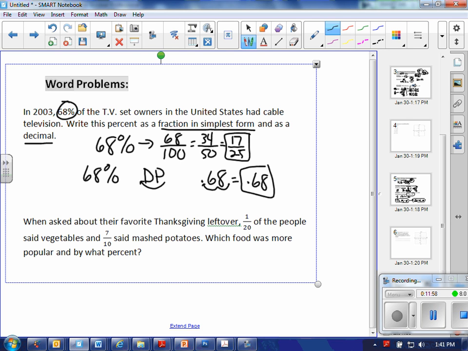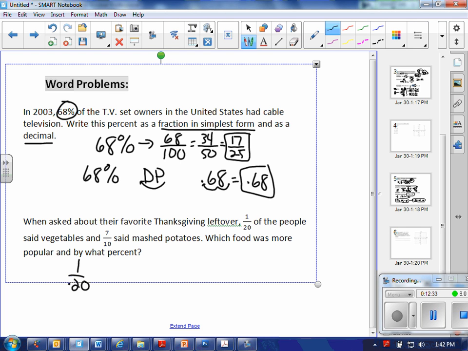And last word problem. When asked about their favorite Thanksgiving leftover, 1/20 of the people said vegetables and 7/10 said mashed potatoes. Which food was more popular and by what percent? If you compare the leftovers, you have 1/20 of the people said vegetables. So again, you can do one of two ways. Here's method one. You could change both of these and get a common denominator of 100 because a percent is a ratio or a fraction out of 100.